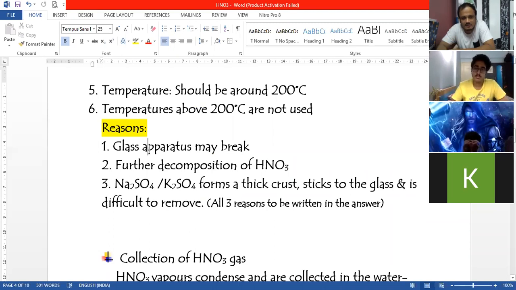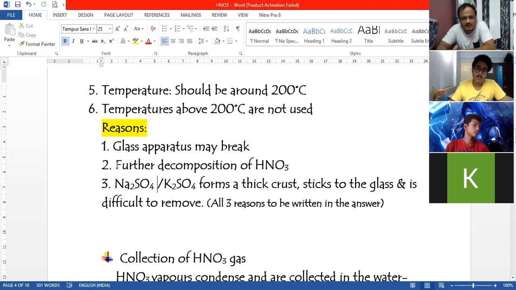Now, point number one was the same for HCl also, that is, the glass apparatus may break. And point number three was also there, that is, Na2SO4 or K2SO4 forms a thick crust, sticks to the glass, and is difficult to remove. These 2 points are the same. So if you have studied that, you don't have to study these points again.